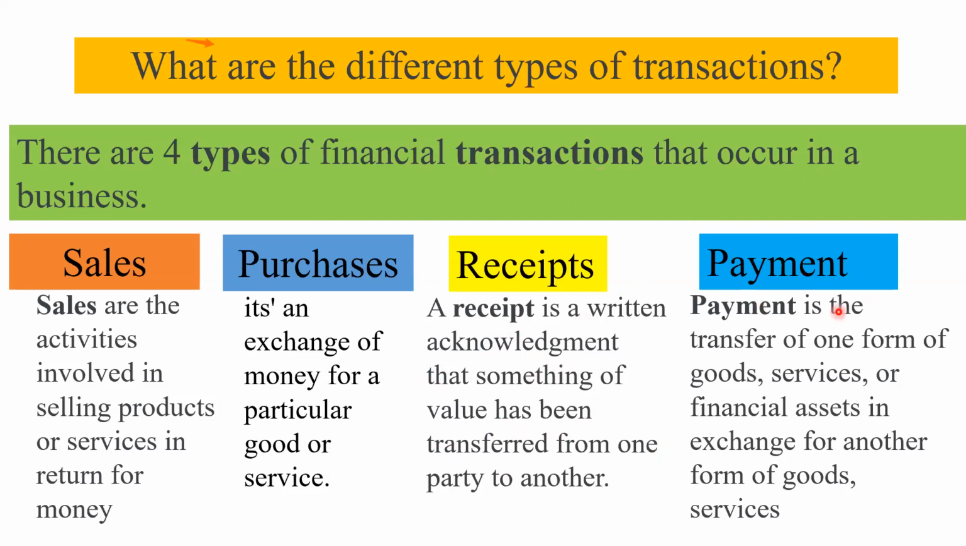Payment is the transfer of one form of goods, services, or financial assets in exchange for another form of goods or services. That means it can be a money transfer or an exchange of goods also, like in the barter system. Now, for example, one company will buy bearings. Do you know the bearings? A bearing is a product which is used everywhere.